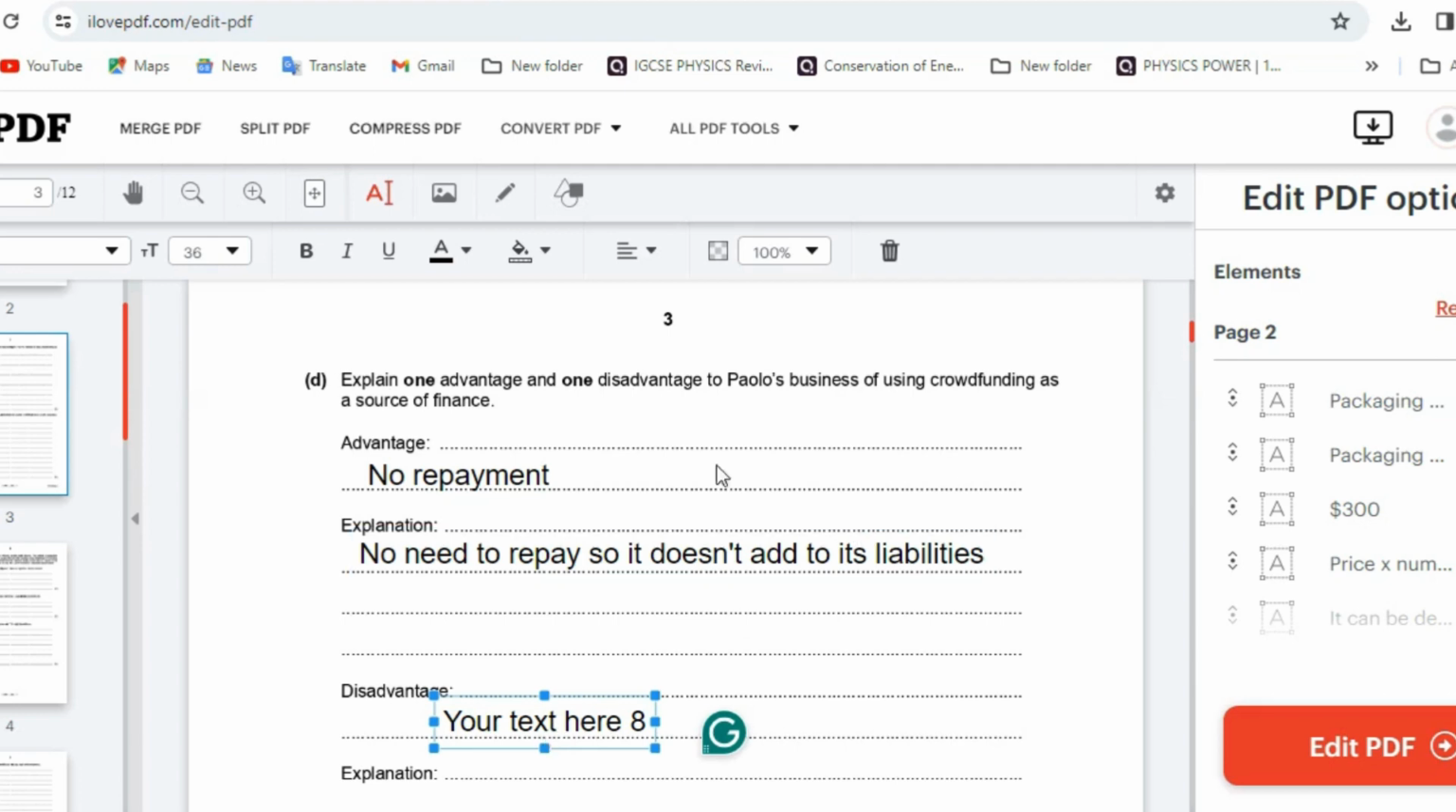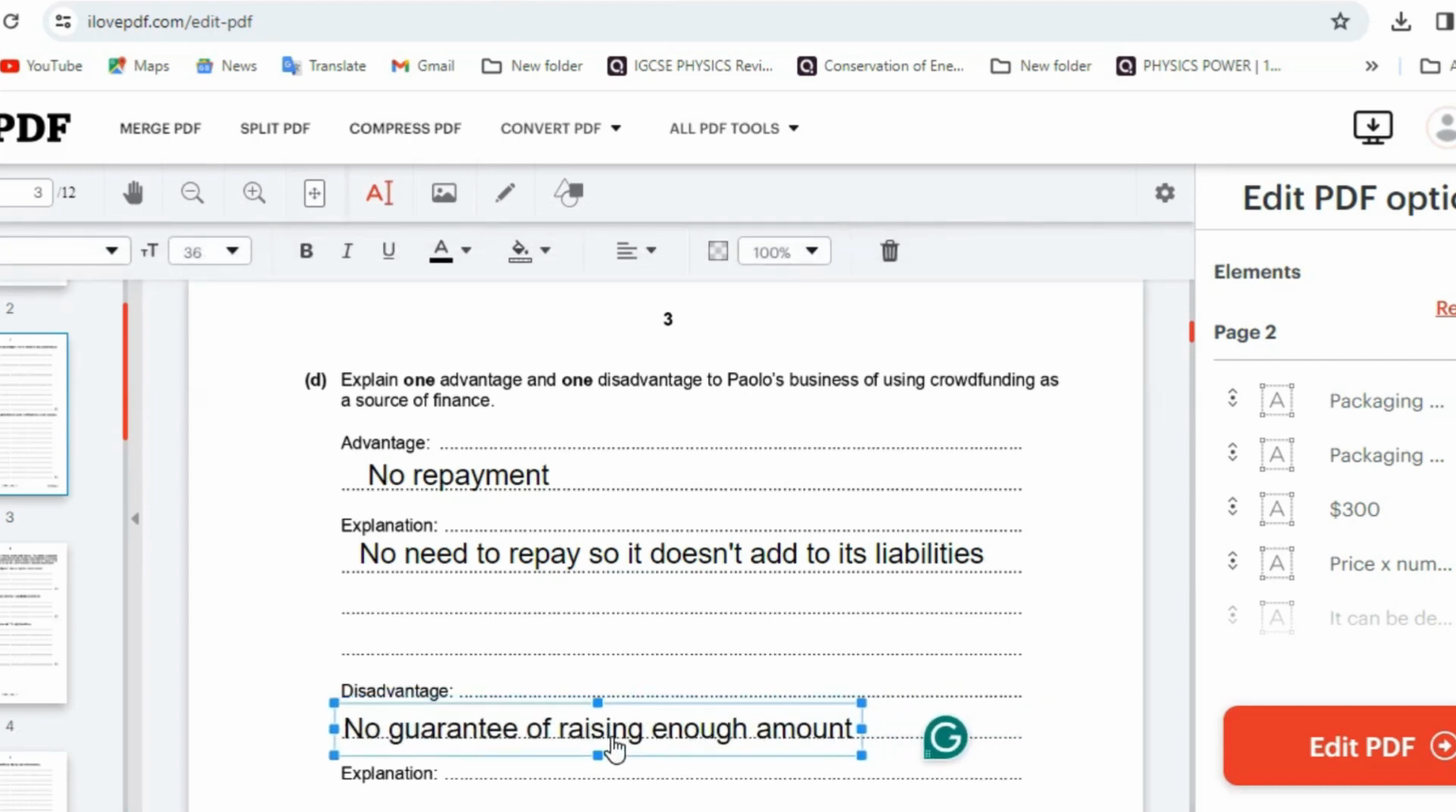crowdfunding as a source of finance? Okay, no guarantee of raising full amount. That's one of the disadvantages. No guarantee of raising, let's say, enough amount or sufficient fund.